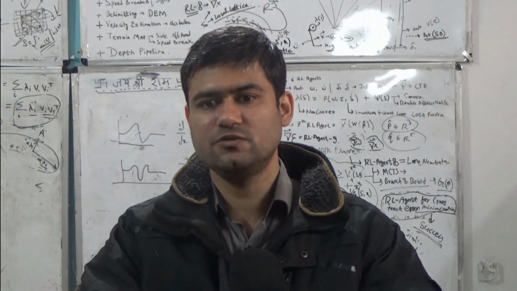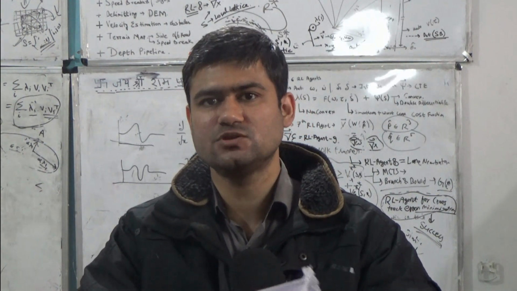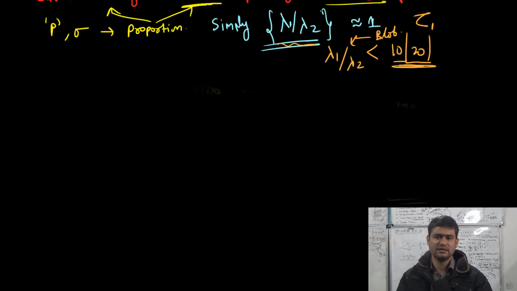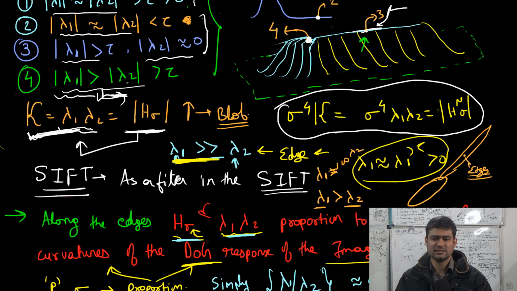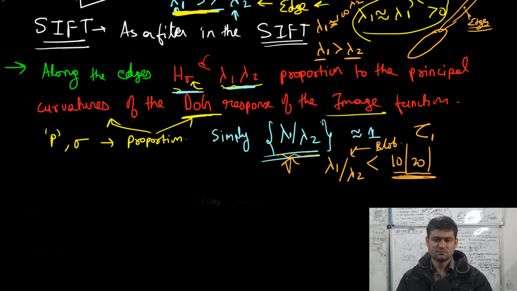So the question is, how do we compute this ratio of eigenvalues without explicitly computing these eigenvalues? Computing these eigenvalues explicitly may be computationally very expensive, and thus we need to have a better function that approximates this ratio without requiring us to explicitly compute it. So this is what is proposed in the SIFT paper.